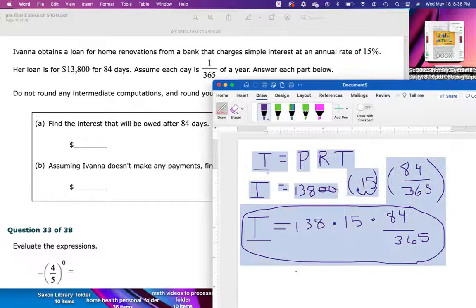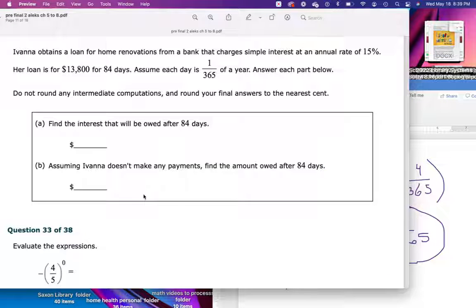So I get 476.38. We're rounding it to the nearest cent, so 0.38. So $476.38. Now it says, assuming Avana doesn't make any payments, find the amount owed after 84 days.